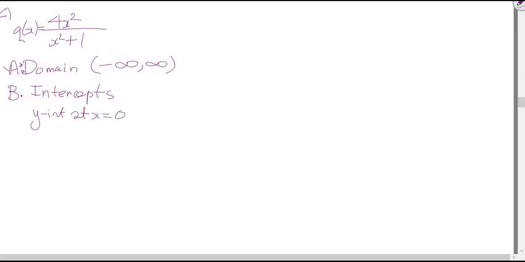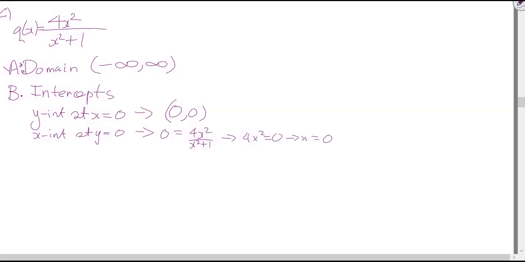Set x equal to 0. What do we get? 0. X-intercept? No. Yeah, x-intercept. No, wait. Y-intercept? Yeah. So that's just going to be 0, 0, right? Because we're going to multiply. 0 is 4x squared over x squared plus 1. Okay.